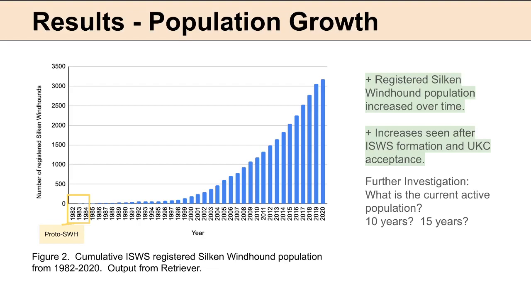And maybe it would be good to investigate what the current active population is, because this is all the dogs that are registered. We don't know which dogs are dead or which dogs are active necessarily in breeding circles, and that would be a good place to investigate.